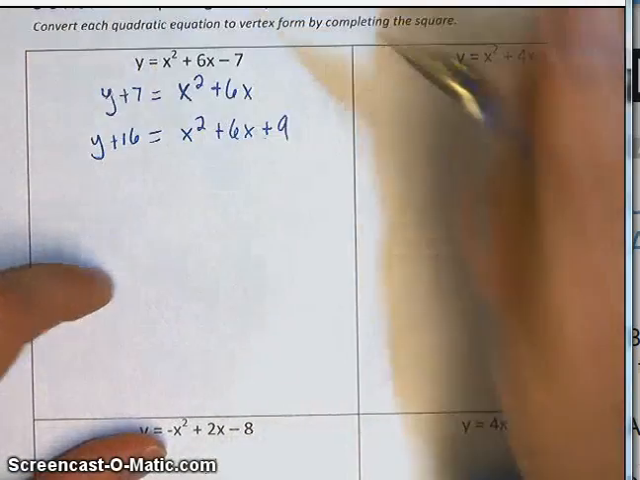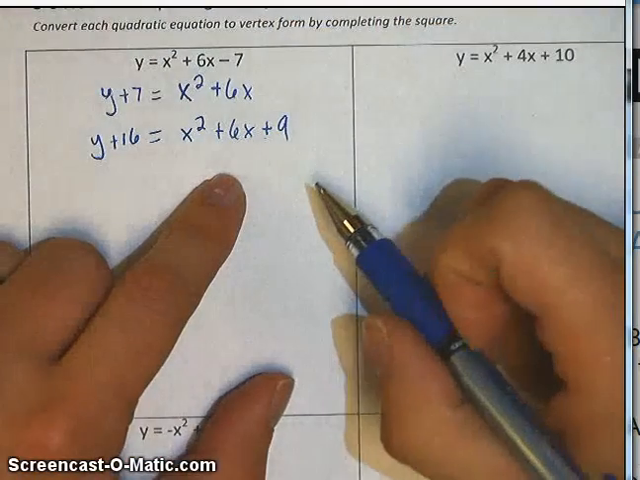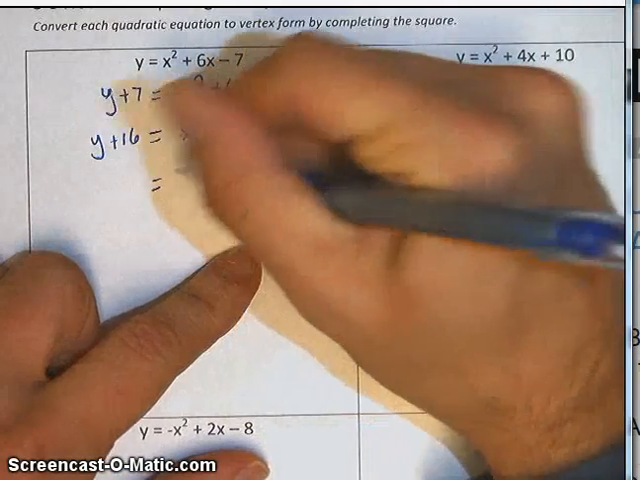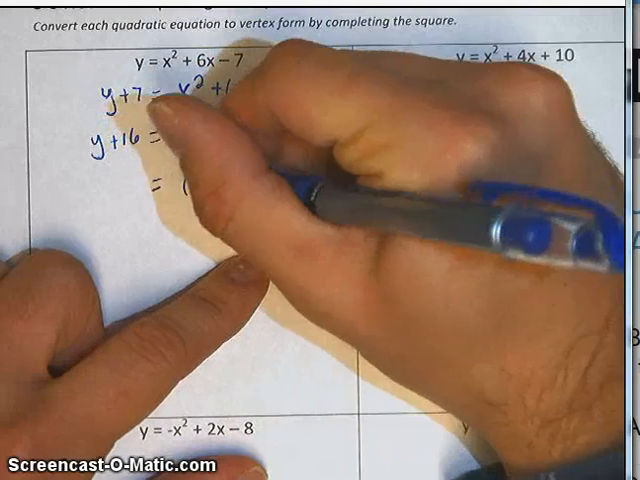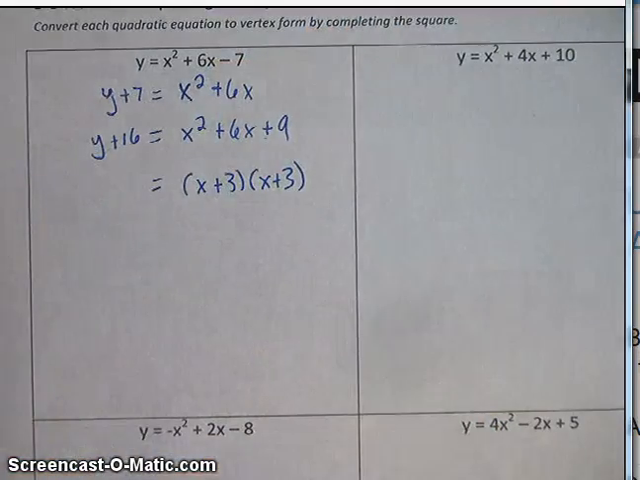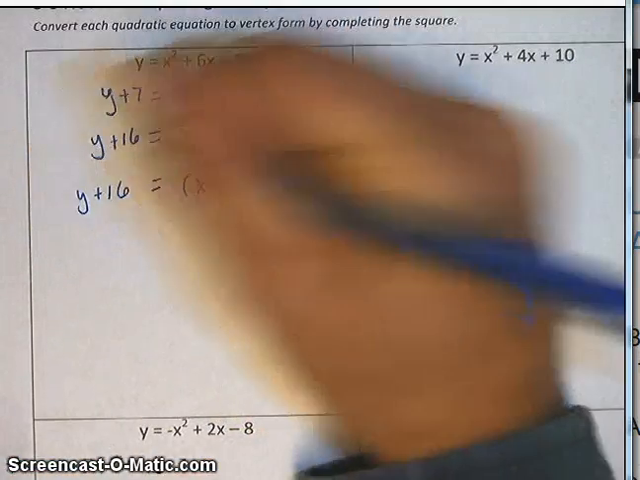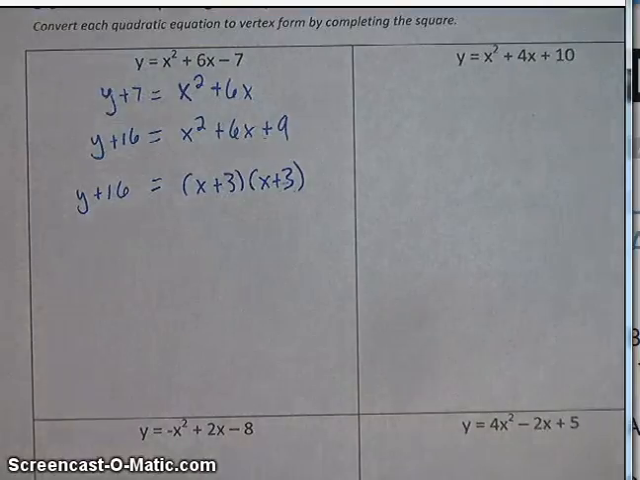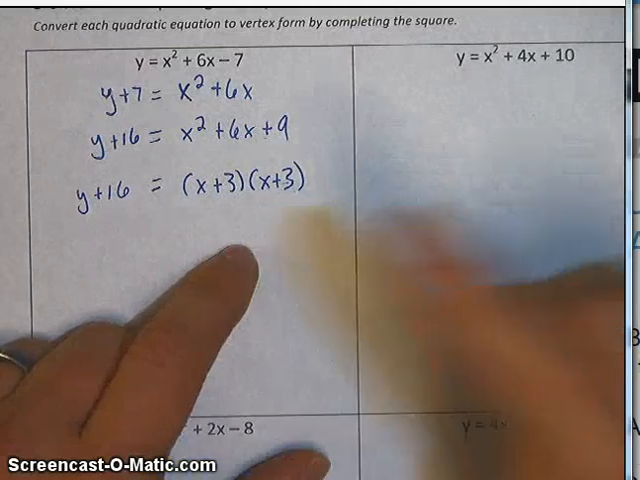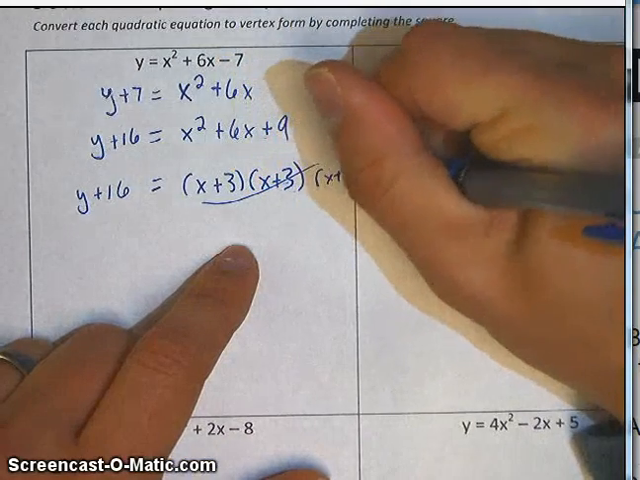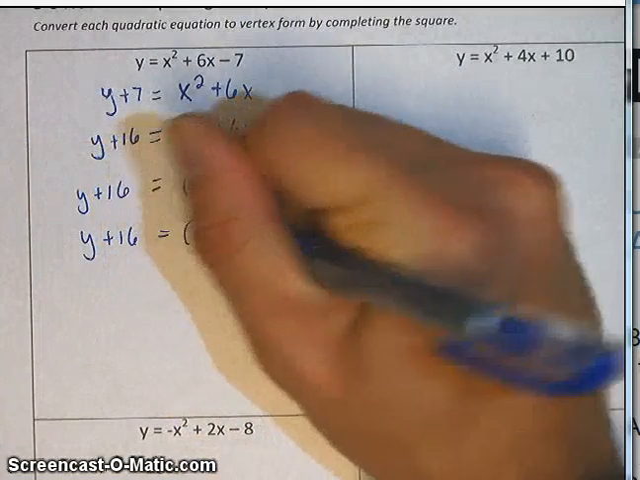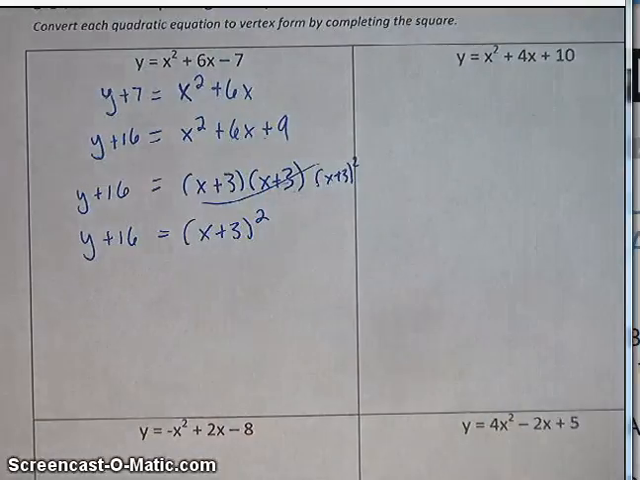That's plus 16. Now the reason that we want to create this perfect square trinomial is because when we factor it, it's got this unique property. When you factor this, which you may remember from Algebra 1, it becomes x plus 3 times x plus 3. And I've still got the y plus 16 over there. You'll notice that both these factors are exactly the same, so I can rewrite that as x plus 3 squared. So I've got y plus 16 equals x plus 3 squared.